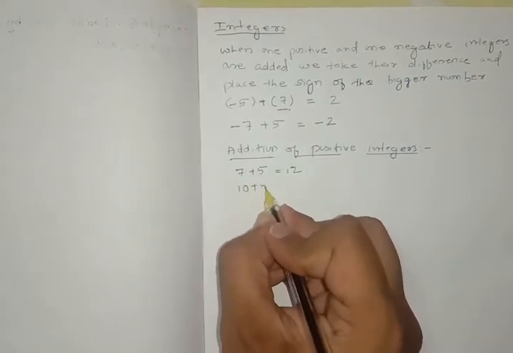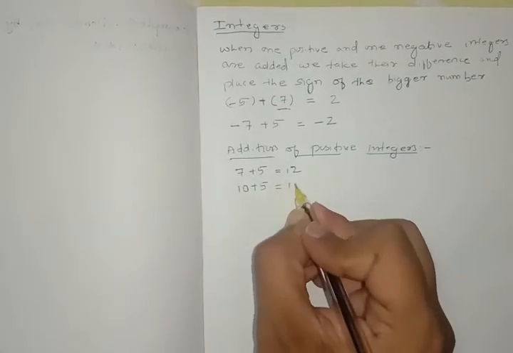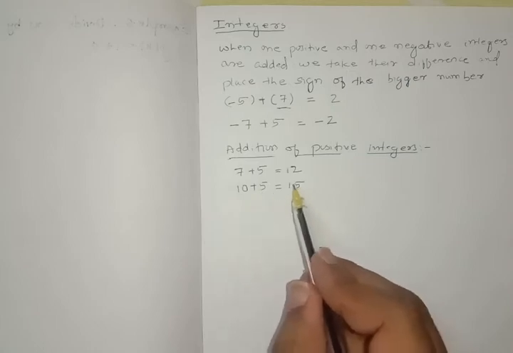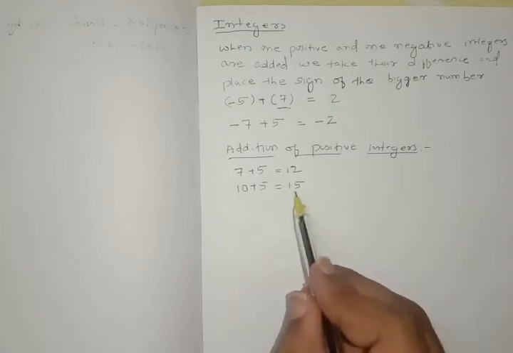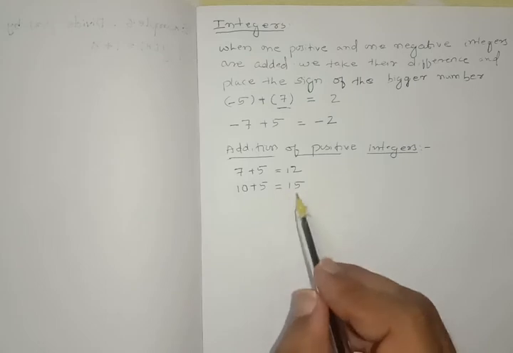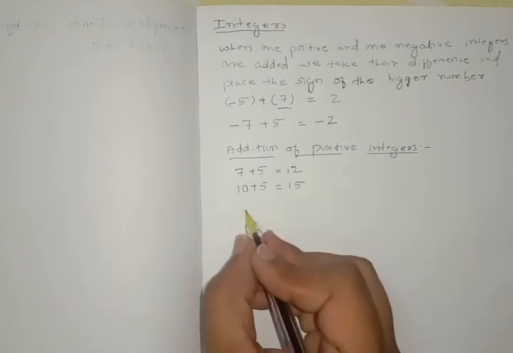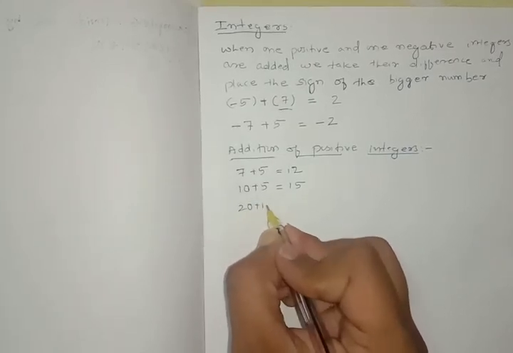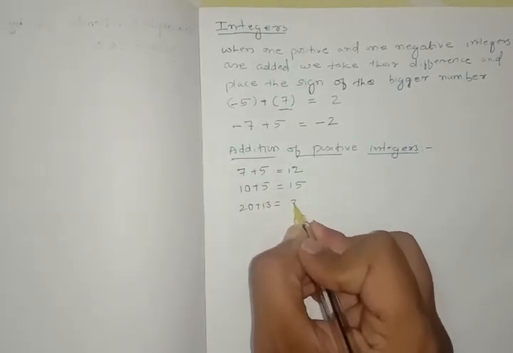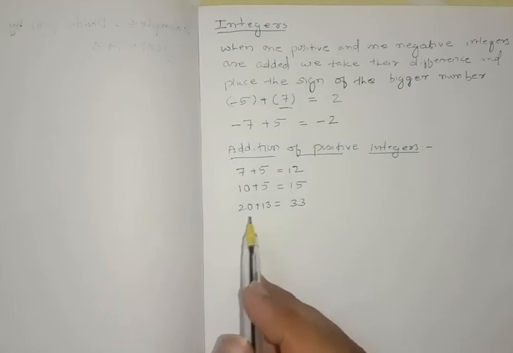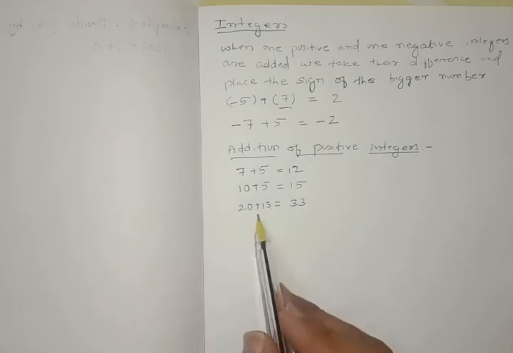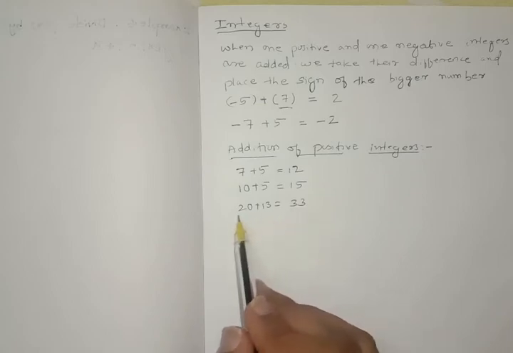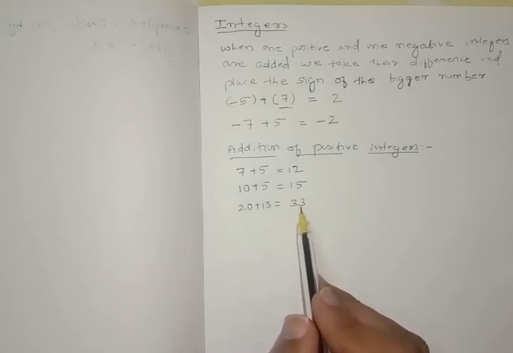10 plus 5 is equal to 15. When you add two positive integers, the result will be positive only. Like this, many examples we can take. 20 plus 13 will give you 33. Both the integers are positive, so answer will be positive. Addition of positive integers is positive.